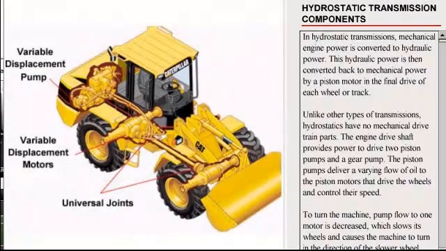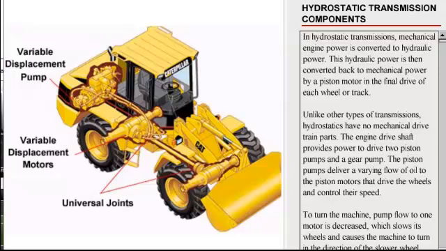In hydrostatic transmissions, mechanical engine power is converted to hydraulic power. This hydraulic power is then converted back to mechanical power by a piston motor in the final drive of each wheel or track. Unlike other types of transmissions, hydrostatics have no mechanical drivetrain parts. The engine drive shaft provides power to drive two piston pumps and a gear pump.